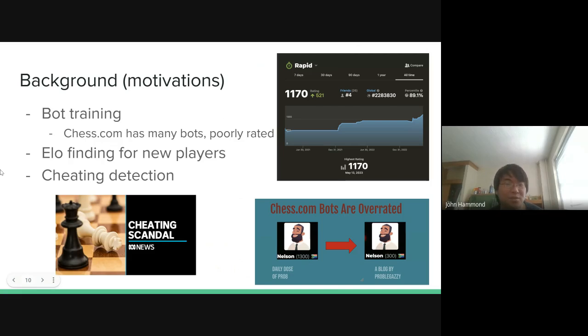Also, when you start a new account, this isn't me, by the way, it takes some time for your ELO to actually catch up to what it actually is. So maybe with this, you can get to a closer ELO of where you actually belong faster. Cheating detection too. If a player suddenly plays at a much higher level than they normally do, that can be indicative of cheating. So it could maybe help with that as well. Recently, there's been a lot of news and scandals regarding cheating in online chess and over the board.